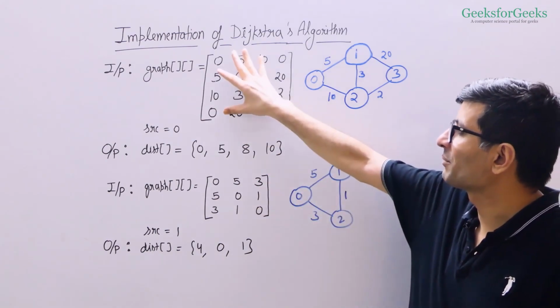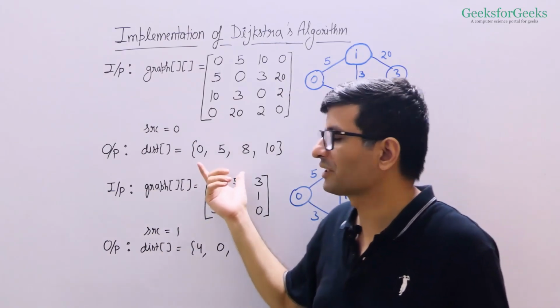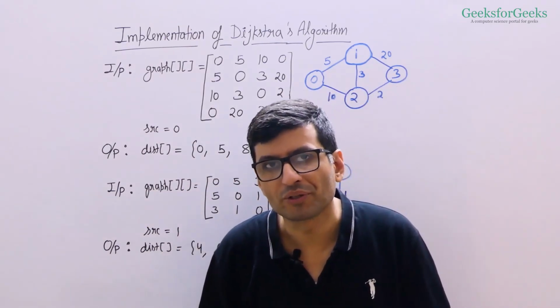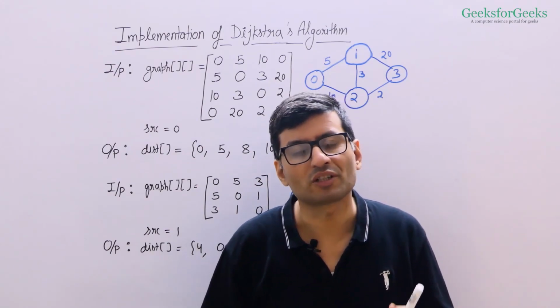So we are given this input. We are also given a source vertex. We need to write a function that produces this distance array. Now please pause this video and try to write down a function that produces the distance array for given inputs.